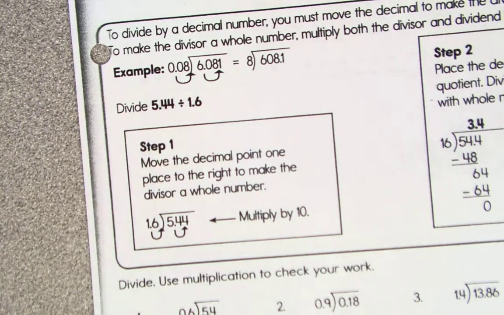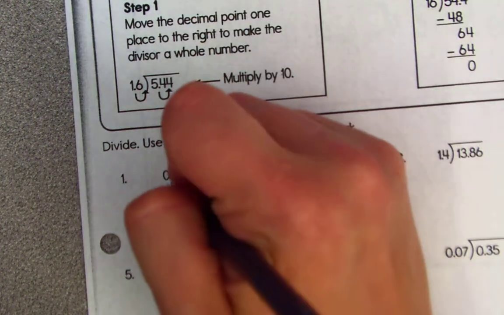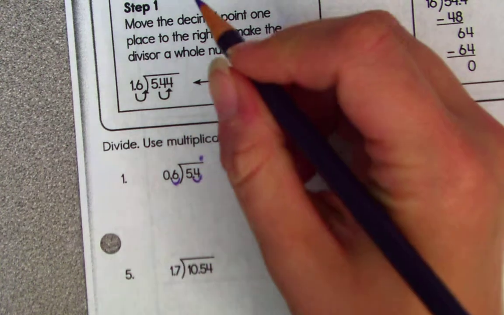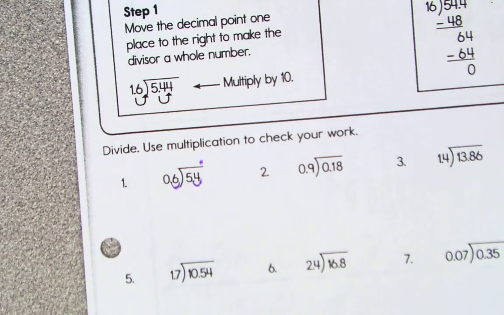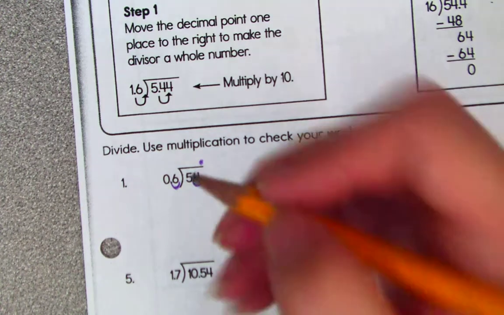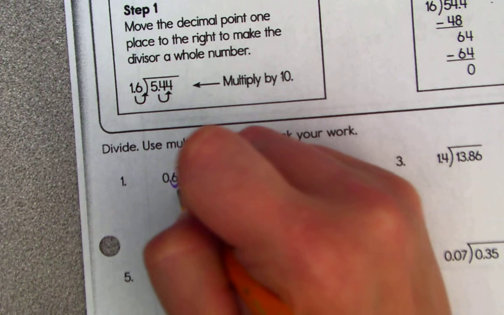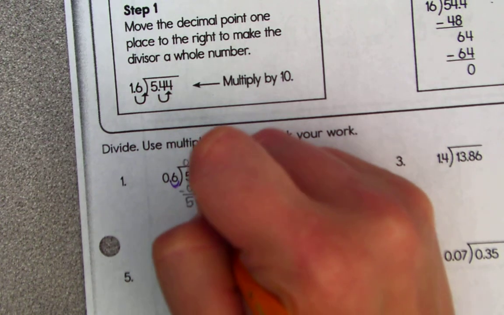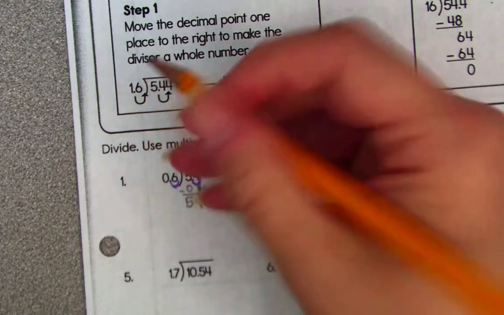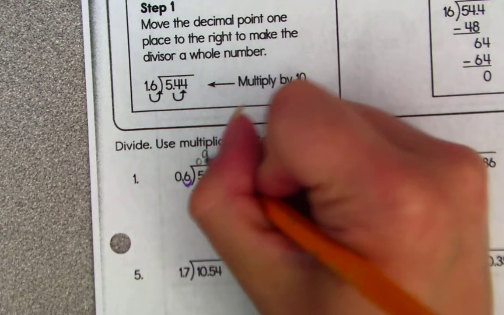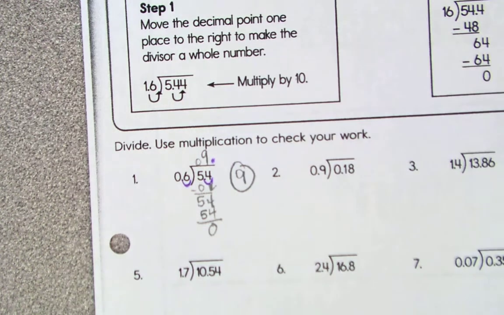Once again, we can't have a decimal on one side, so what do we need to do? We need to move our decimal. We need to move it over one place. So now your decimal is right there. So 6 can go into 5 0 times. Bring down my 4. 6 can go into 54 9 times. That gets me 54, 0. So my answer is 9.